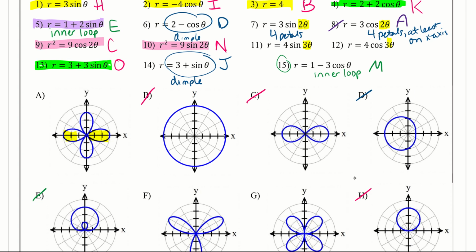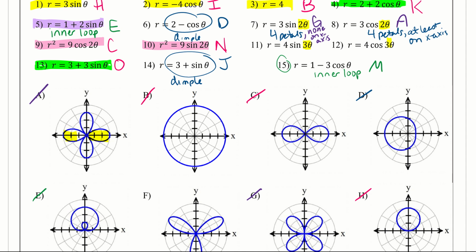That's A. I'm not sure why I crossed that out. There we go. Number 7 would be the other one with 4 petals, but we should have none on the x-axis. Now, sometimes with the sine rose curves, you will have some along the y-axis, but I think it actually only happens if you have an odd number of petals. So this one is G.